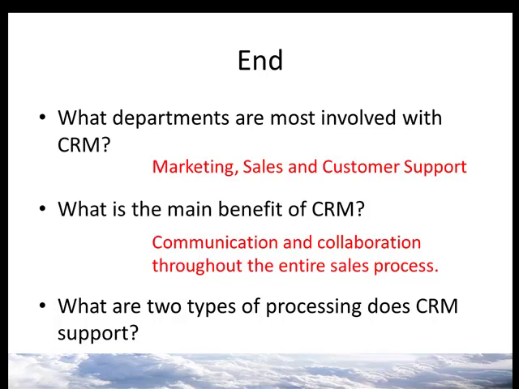What are two types of processing that CRM supports? Operational CRM to support the contacts and data collection during the sales process, and analytical CRM to add prediction and forecasting insight to customer behavior.